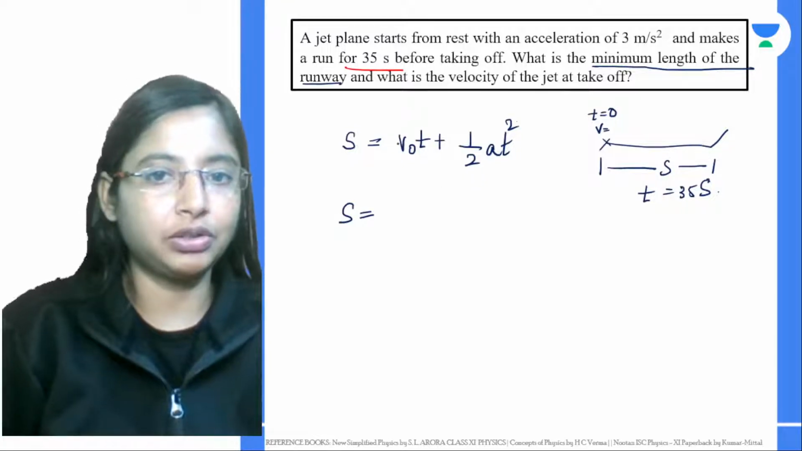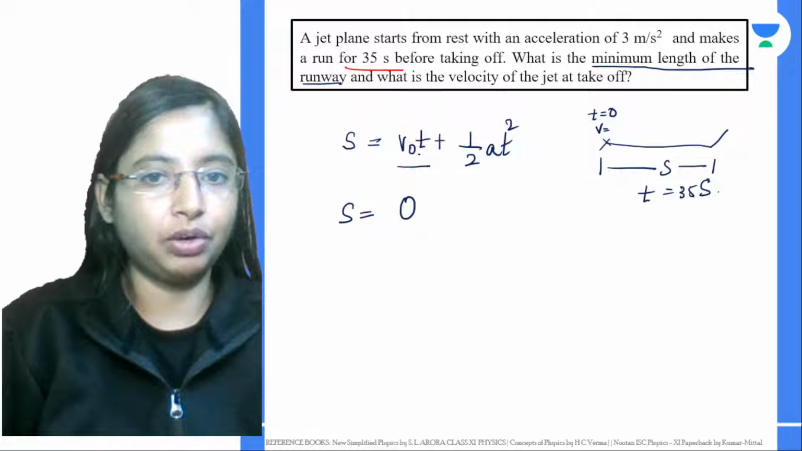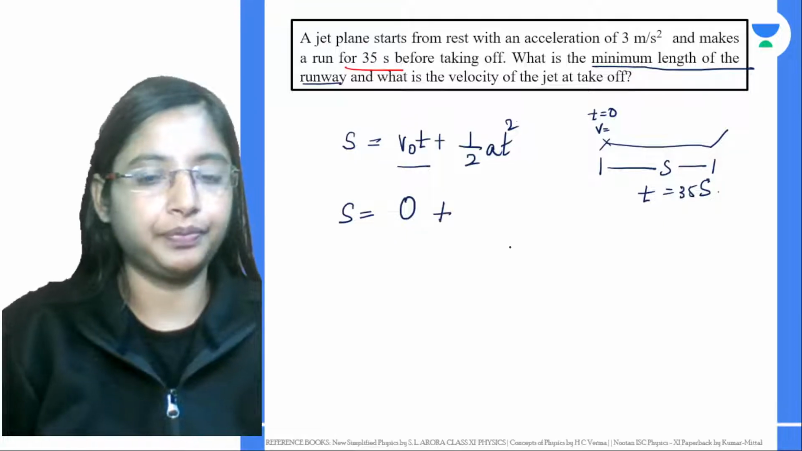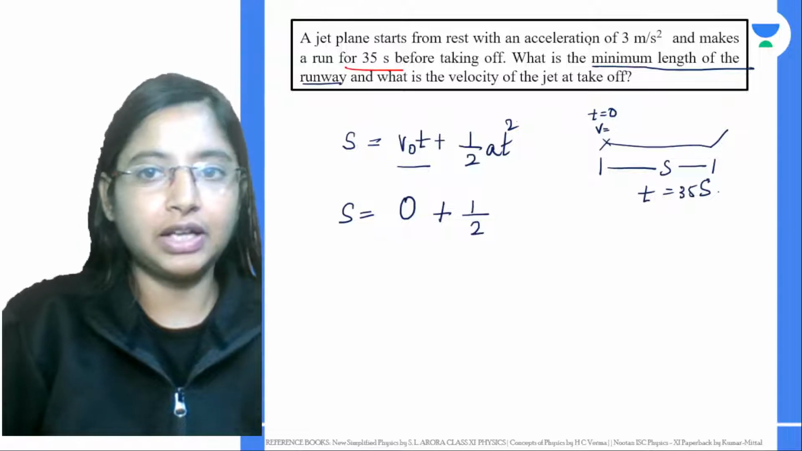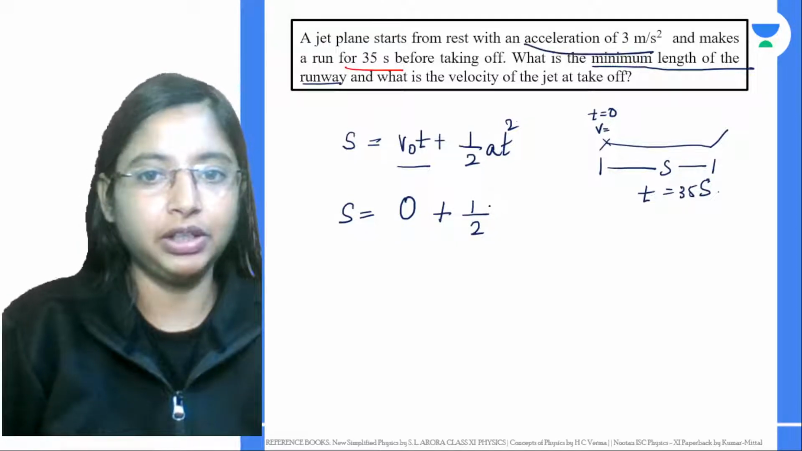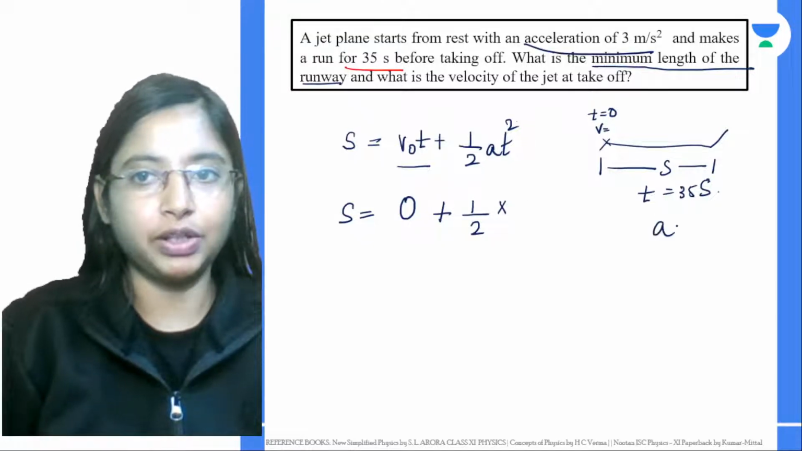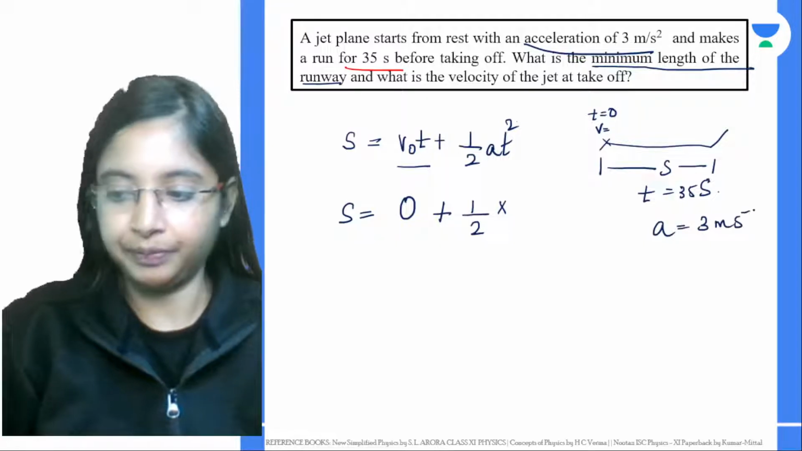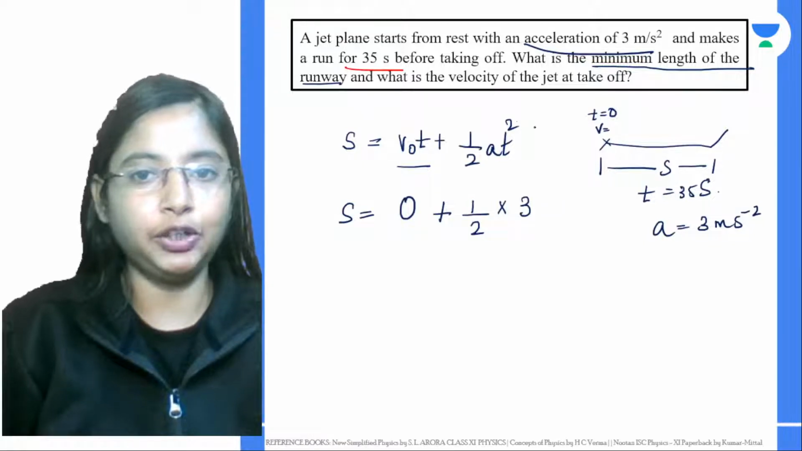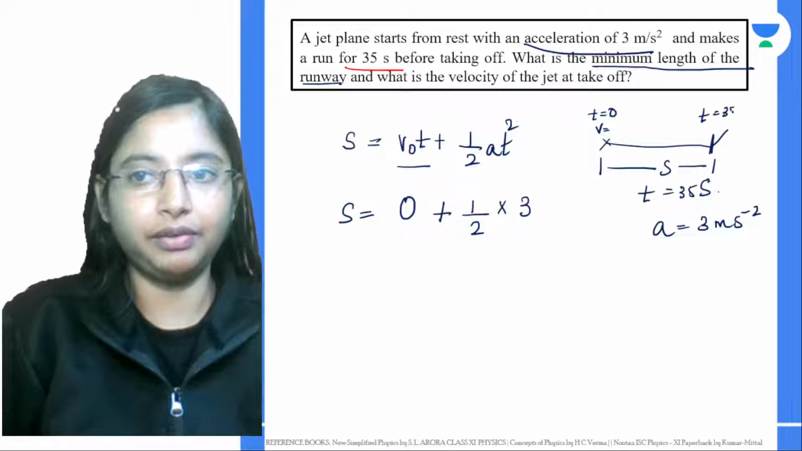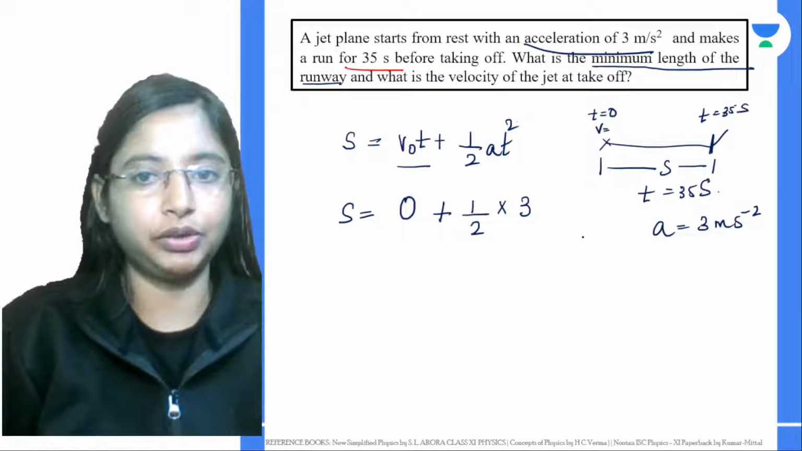Starting velocity is also 0, so this quantity v0 t will become 0. Now, half, acceleration is actually given in the question itself. A is given in the question to be 3 meter per second squared. So here you have 1 by 2, half, A, acceleration, into time squared. What was the final time? At takeoff, t was equal to 35 seconds.